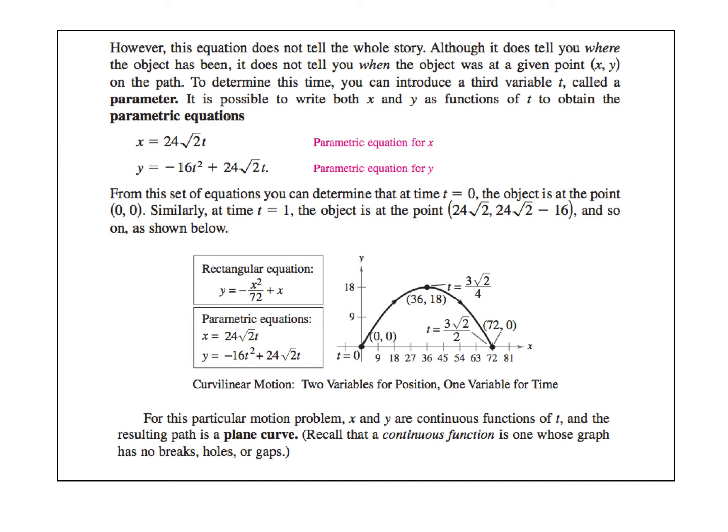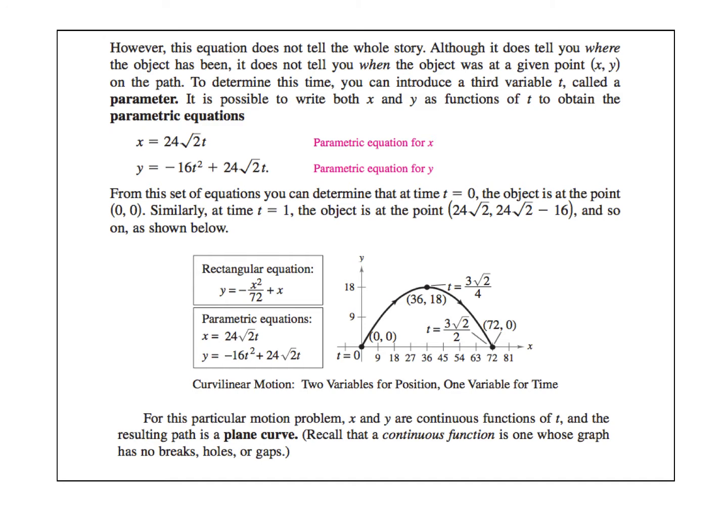So the original curve would tell you where the object has been. It does not tell you when the object was at that given point, x comma y, on the path. To determine this time, you can introduce that third variable t, which is called a parameter. And it is possible to write both x and y as functions of t to obtain parametric equations. So we're still representing the same curve, the same idea, but now we bring that when to the table.